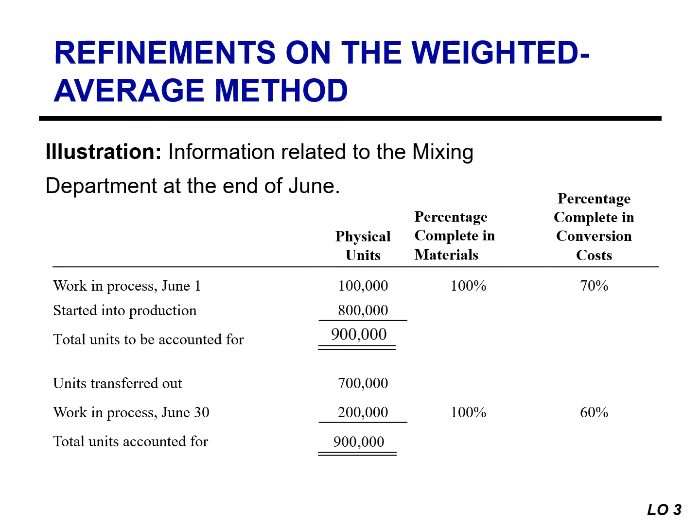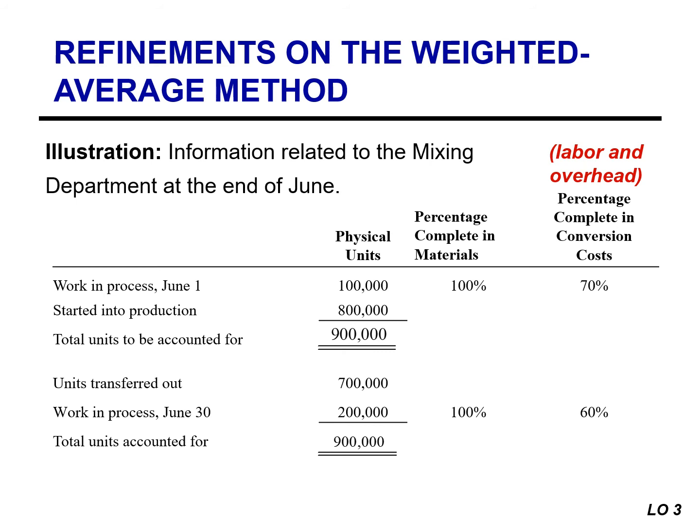Beginning work in process is 100% complete as to material cost and 70% complete as to the conversion cost. Again, conversion costs represent our labor and our overhead. In other words, Kellogg's adds both the dry and liquid ingredients or the materials at the beginning of the waffle making process. The conversion cost, again labor and overhead, related to mixing these ingredients are incurred uniformly. The ending work in process inventory is 100% complete as to materials and 60% complete as to conversion costs.